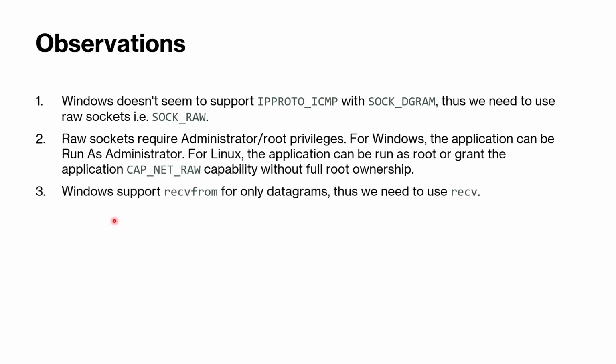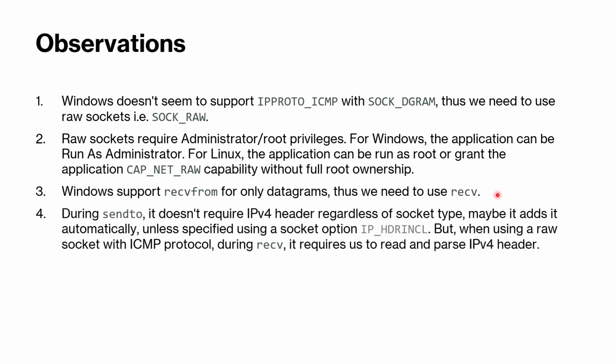On Windows, the receive from function is only supported for datagram sockets and not for raw sockets, so we have to use the receive function. When we call send to function, it doesn't require us to provide IPv4 header regardless of socket type. It adds it automatically unless specified using this socket option. But when we use raw sockets and we receive the packets, it requires us to read and parse the IPv4 header.